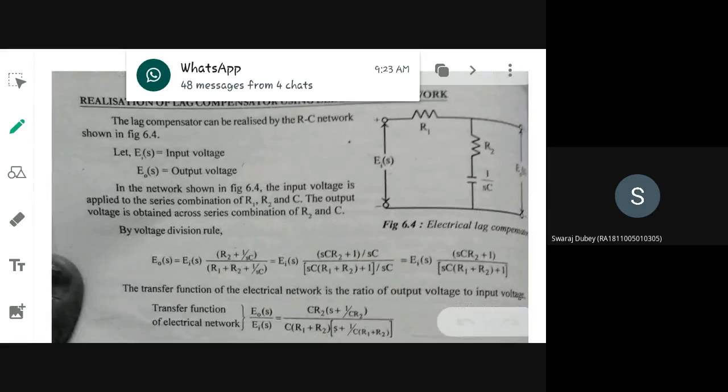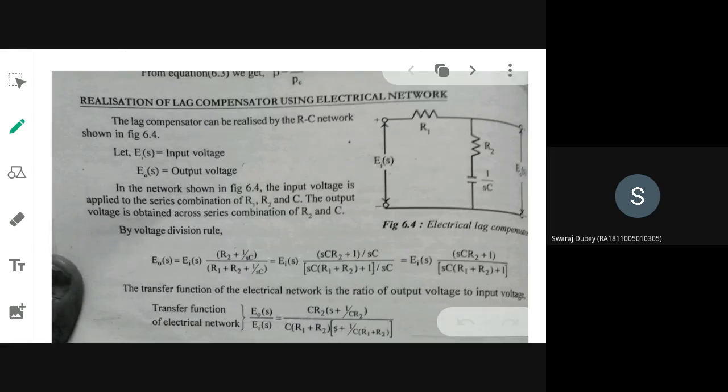But you understood what is the necessity of compensator? Yes, ma'am. To get the desired output. What are the different types of compensator? Tell me. Lag and lead. Lag, lead, and lag lead.